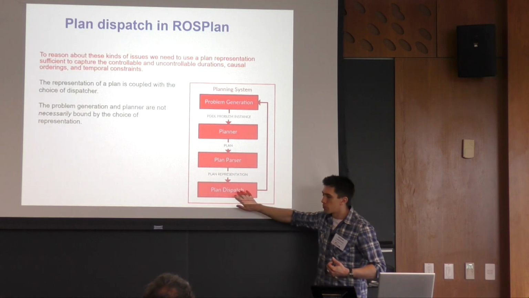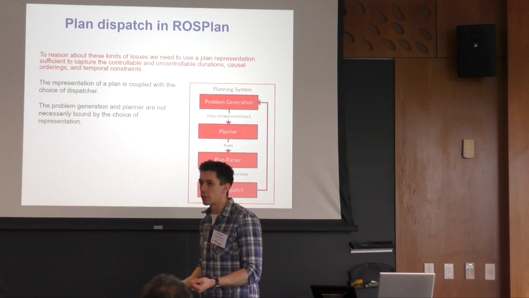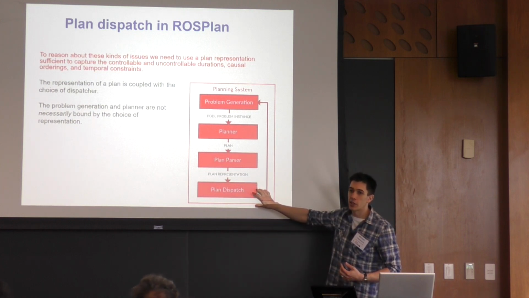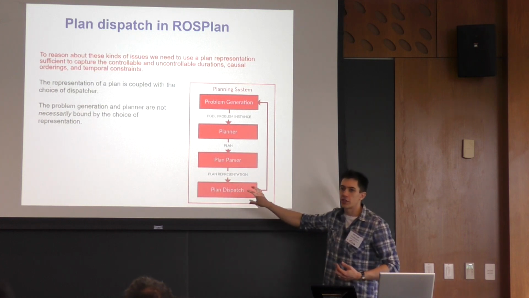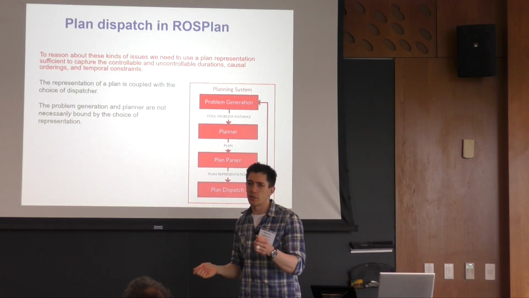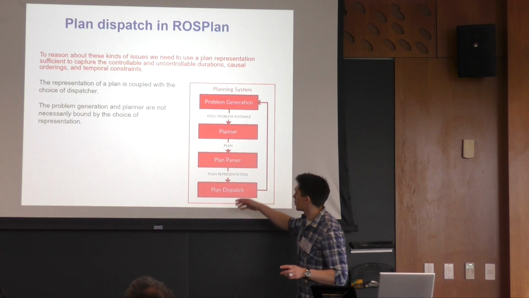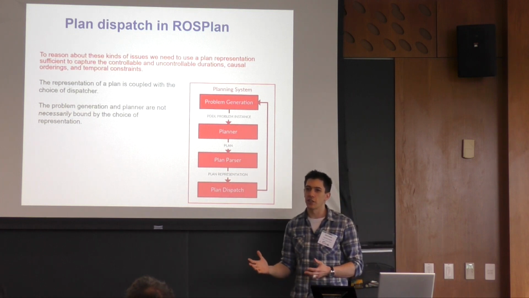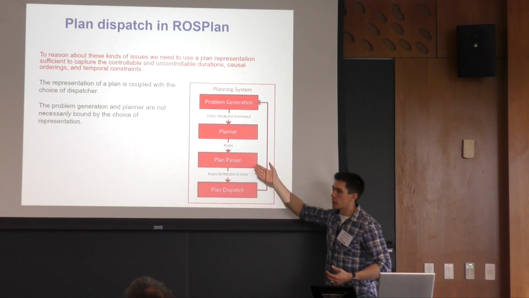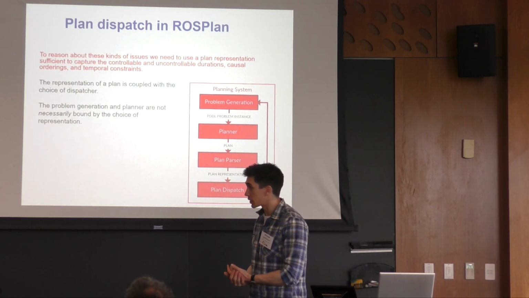So this box, this plan dispatch box, which is sending PDDL messages to the lower level control, is tightly coupled with the choice of plan representation. If you have something that's dispatching plans as if they were temporal plans, temporal graphs, but you're passing it a sequential list of actions, you're probably just wasting a lot of effort here. Whereas if you've got a temporal graph of actions and you're dispatching them sequentially, you're not going to get the behavior that you expect.